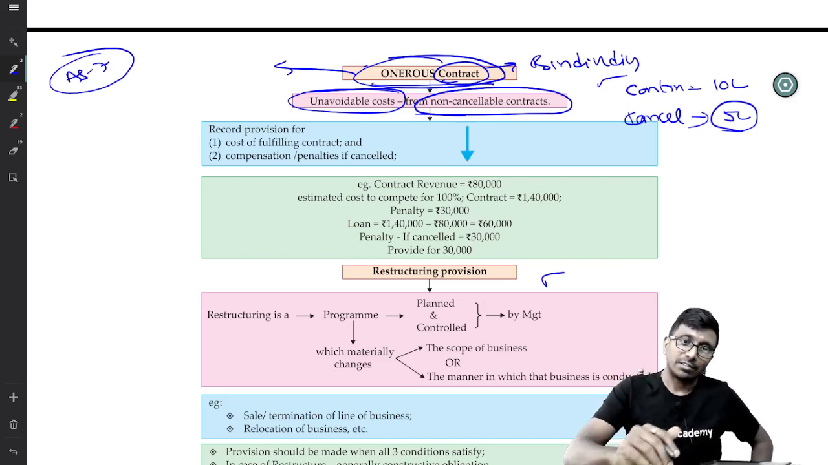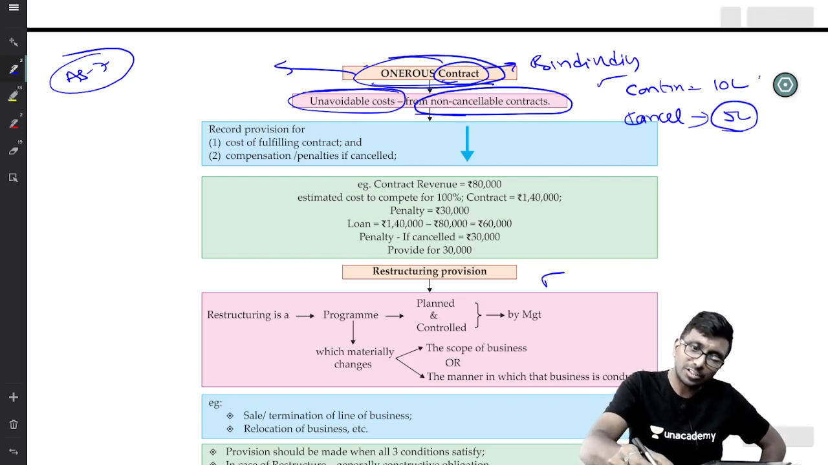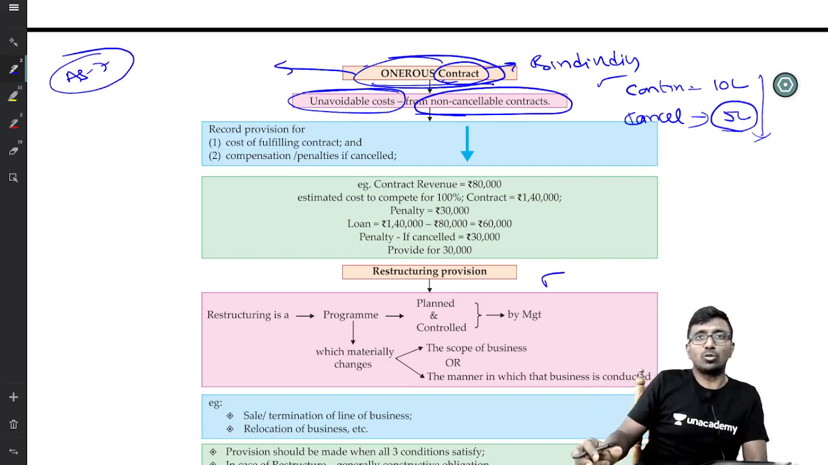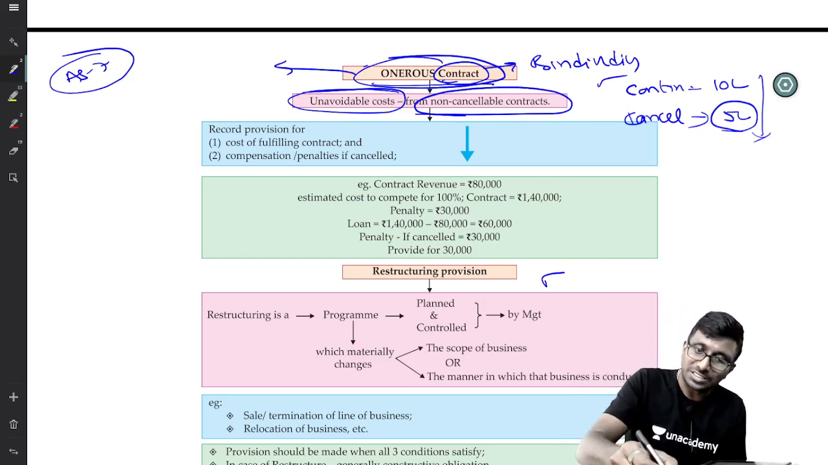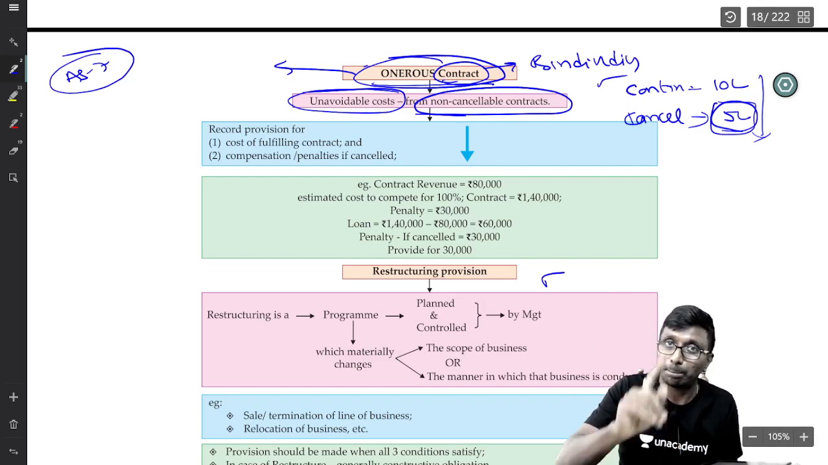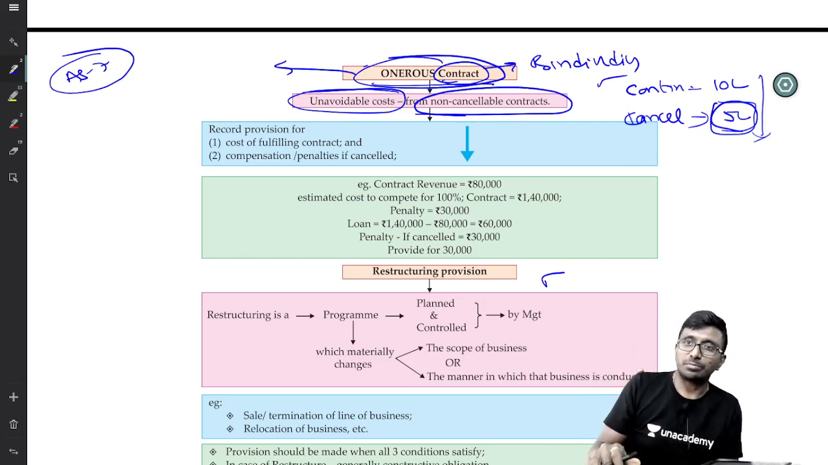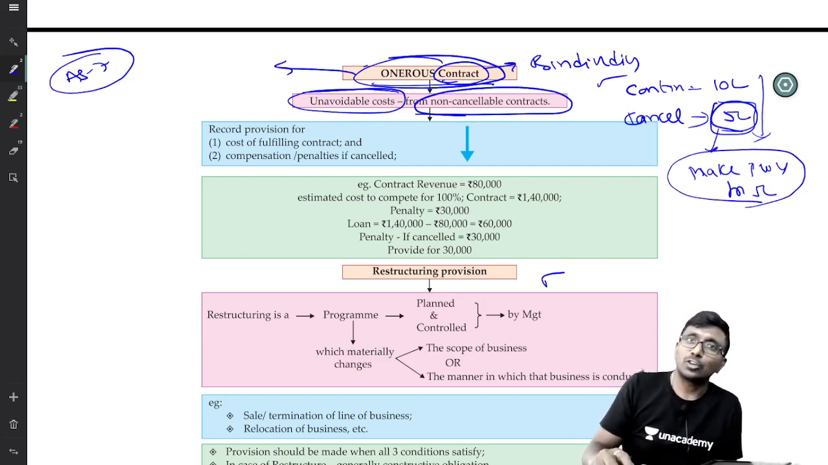Got it? Now what do you do? Any person, any company, human or non-human, obviously will select whichever option has the lower loss. Which is the lower loss in my example? Obviously 5 lakh rupees is lower. So that means the 5 lakh rupees you are definitely going to bear. Do you have a way to skip it? No way to skip. That's why the standard says, you make a provision for 5 lakh rupees immediately.